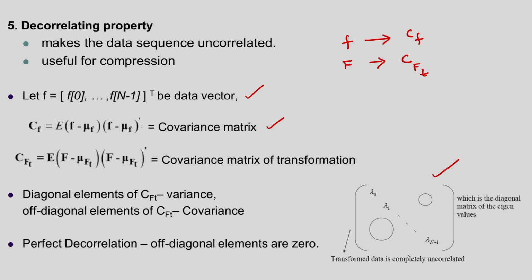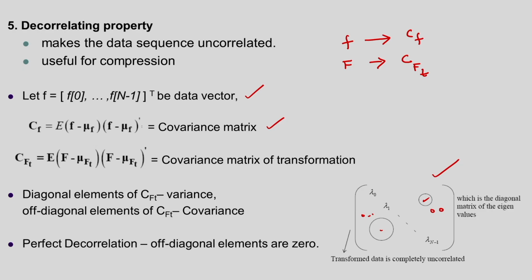The off diagonal elements, all these elements will be 0. If you see this is 0, all these are 0, all these are 0. So, that means the off diagonal elements are 0, that corresponds to the perfect decorrelation. So, that is the meaning of the decorrelating property. After the transformation the transform data will be less correlated, or if I consider the perfect decorrelation, then in this case the off diagonal elements will be 0. So, these are the properties of the unitary transformation.